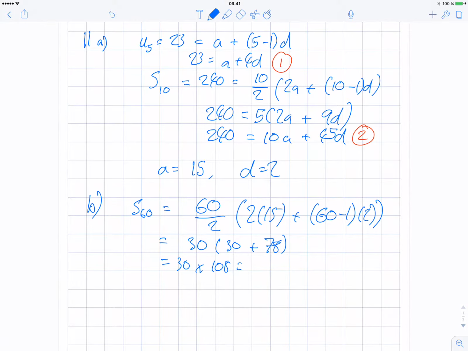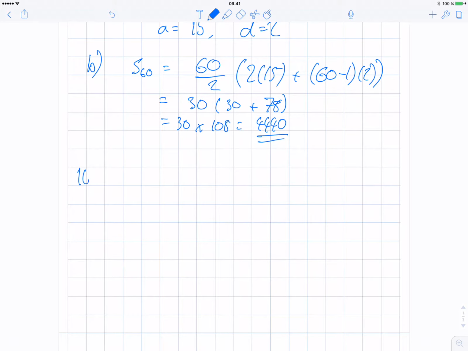Calculator switching on. So very quickly, 30 times 108, so that's 4,440. Okay. Question number, I think it was 16 next? So it was question 11, then I'm sure it was 16. Yeah, 16. So question 16. Find the sum of all even numbers between 2 and 160 inclusive.